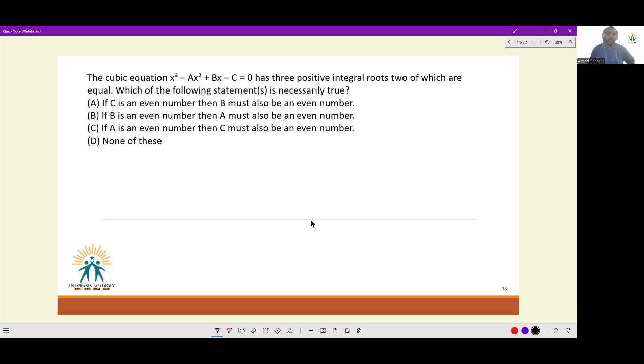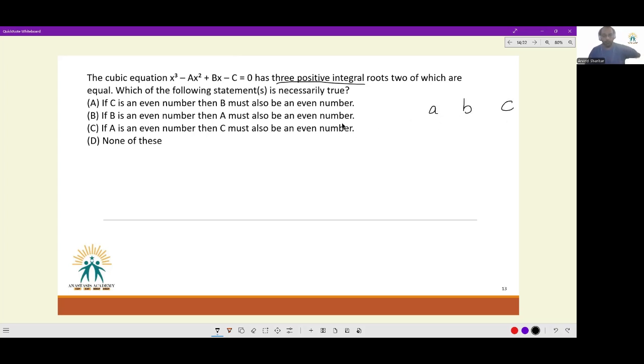Next then. A cubic equation x cube minus ax square plus bx minus c has 3 positive integral roots, 2 of which are equal. Which of the following statements is necessarily true? It has 3 positive integral roots. If it has 3 positive integral roots, then, okay, let the roots be a, b, and c.